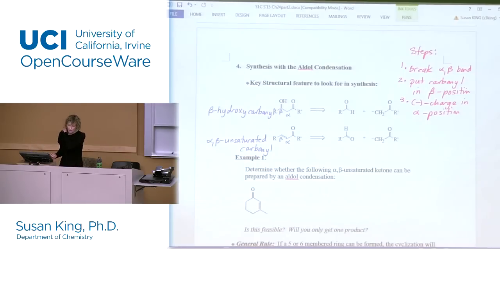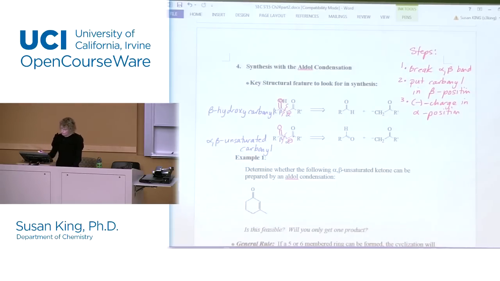So we've already marked alpha and beta. What we're going to do is break the alpha-beta bond. So I'm just going to put a line here to cut that bond and break that bond right there. We're going to put a carbonyl in the beta position. All right, so that means this would be a carbonyl. This would be a carbonyl. And then negative charge in the alpha position. So we're going to put a negative charge here and a negative charge here.